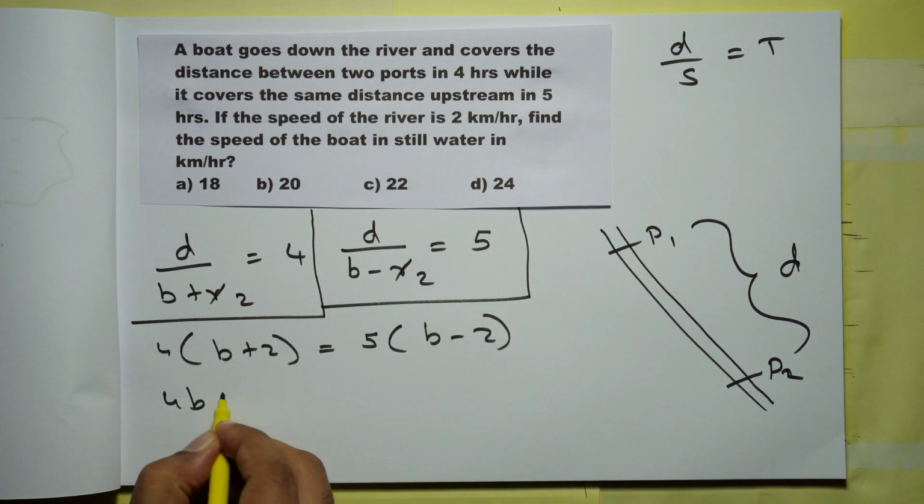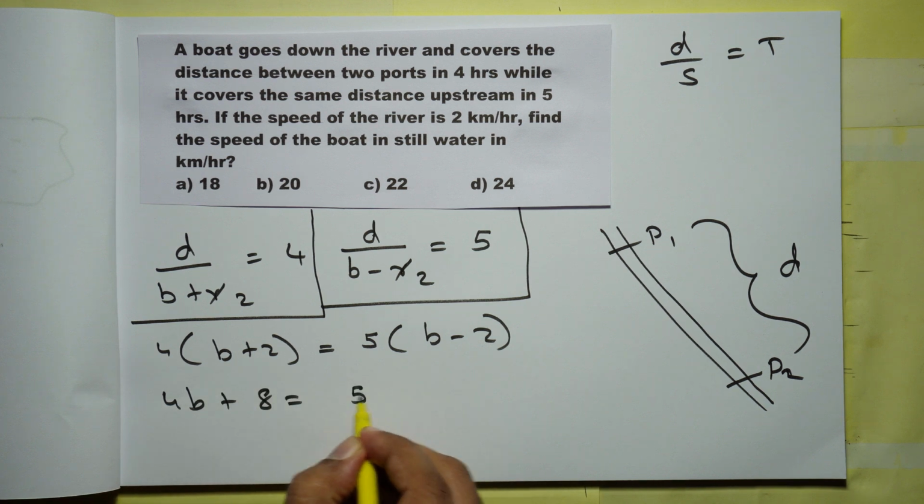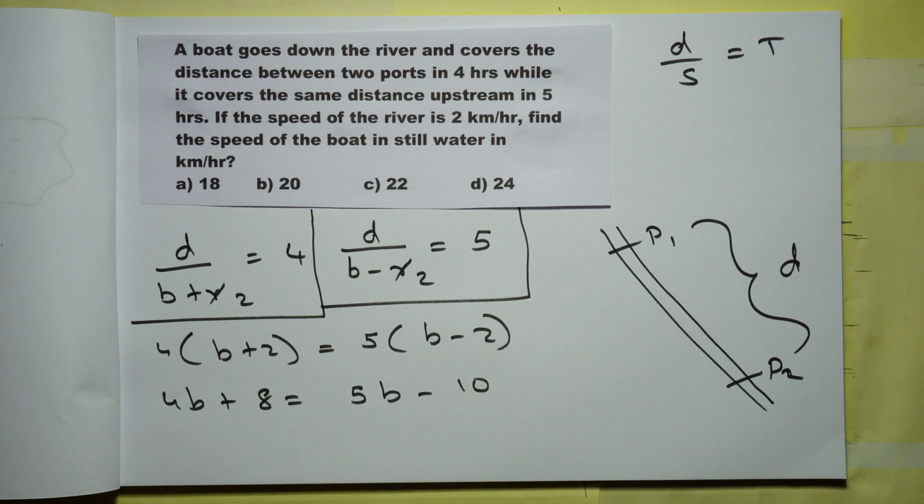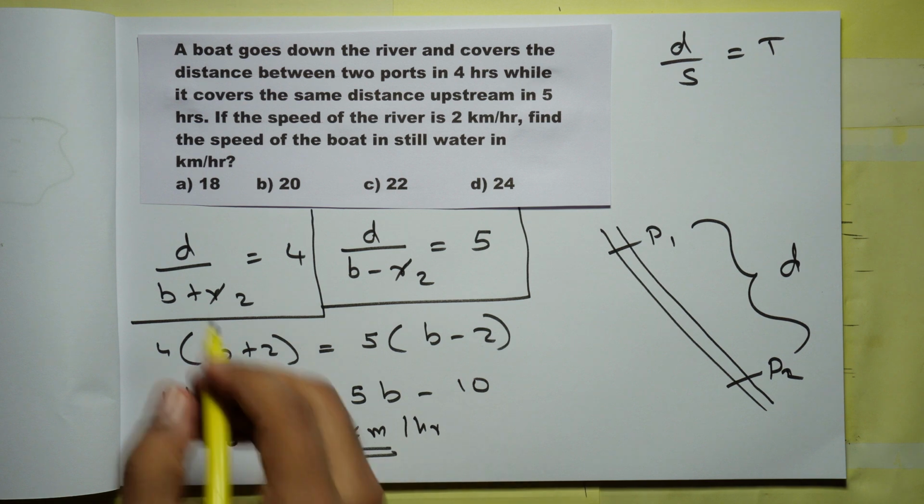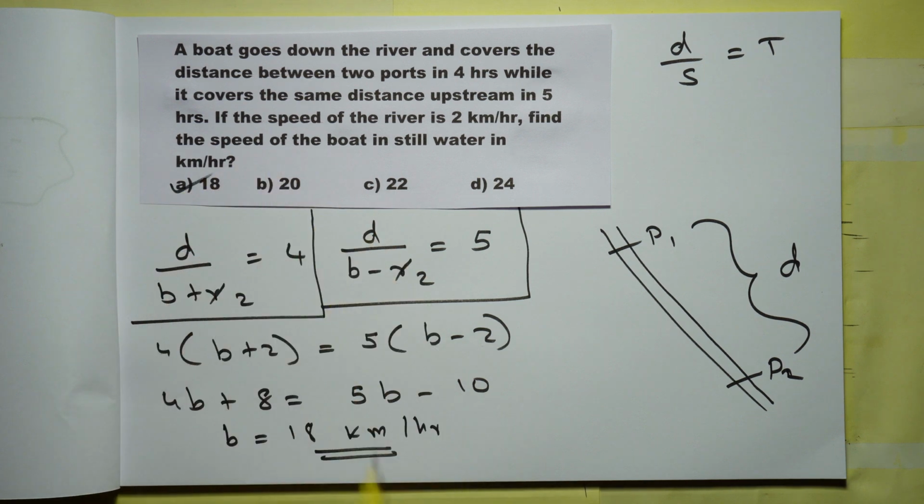So here 4b plus 8 is equal to 5b minus 10. I'll just bring b to this side. So you will get b is equal to 8 plus 10, 18. That is 18 kilometers per hour. That is the speed of the boat in still water. So option A, 18.